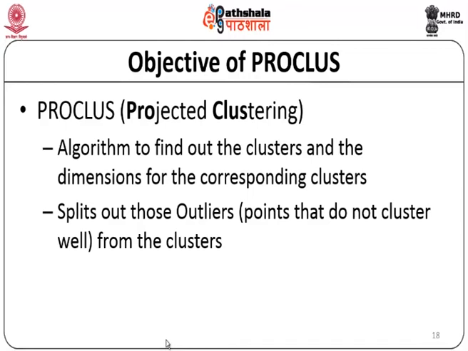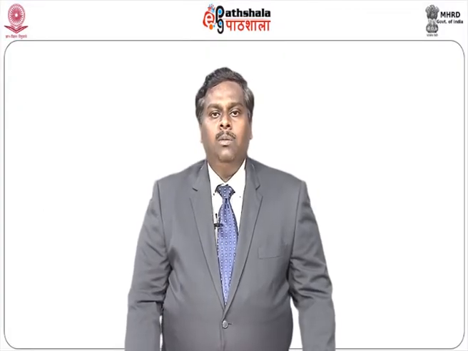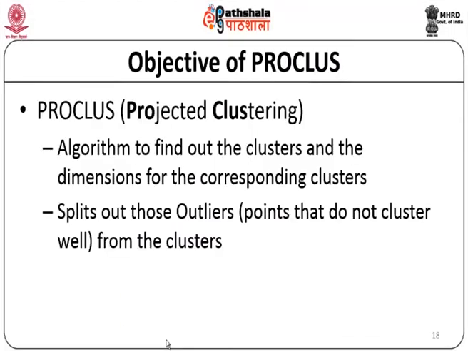The algorithm finds clusters and the dimensions that correspond to these clusters, because when we are trying to project or visualize the clusters, what is essential is the dimensions that are relevant to these clusters. Finding dimensions that are relevant to any cluster is going to be an additional task, but in this scenario the PROCLUS algorithm does it implicitly. It also identifies the outliers, and the outliers are kept away from the normal clusters. Outliers are nothing but points that do not cluster well, or points that are not part of any of the clusters.